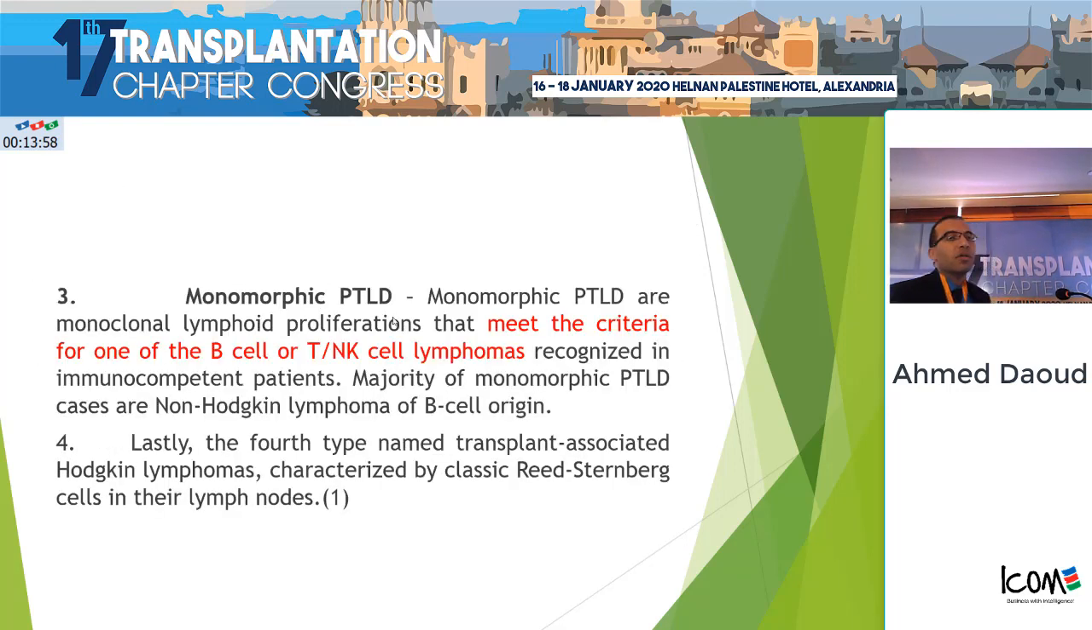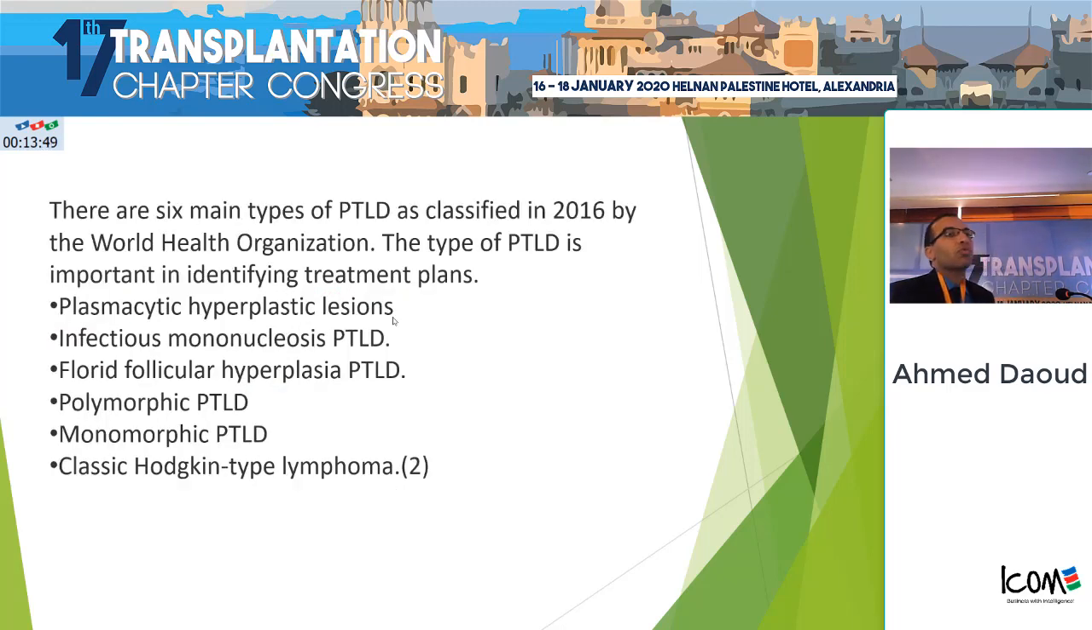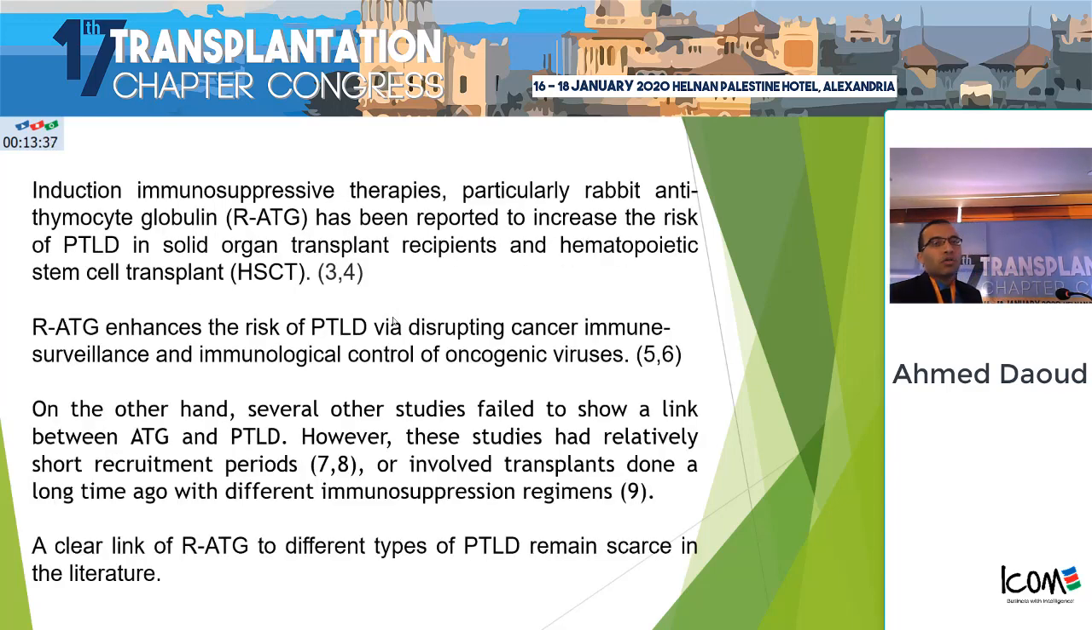And then we have the Hodgkin's lymphoma with the classic Reed-Sternberg cells. This classification was modified again in 2016, and instead of 4 subtypes, they became 6 subtypes, with more subtypes in the early hyperplastic lesions.